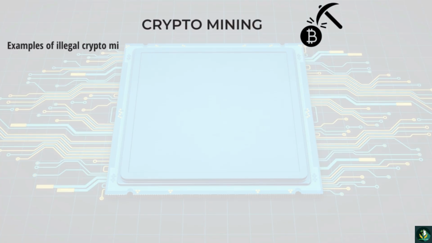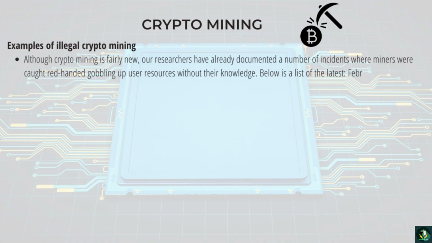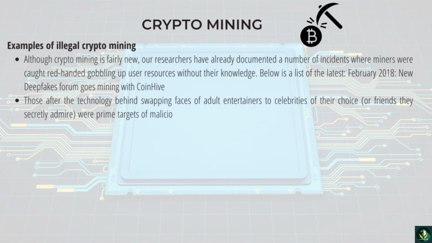Examples of illegal crypto mining. Although crypto mining is fairly new, our researchers have already documented a number of incidents where miners were caught red-handed, gobbling up user resources without their knowledge. Below is a list of the latest. February 2018. New Deepfakes forum goes mining with CoinHive. Those after the technology behind swapping faces of adult entertainers to celebrities of their choice, or friends they secretly admire, were prime targets of malicious crypto mining set up by an unknown admin of the then-minted Deepfakes forum after its exodus from Reddit.